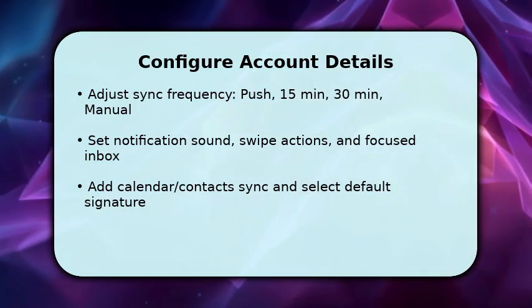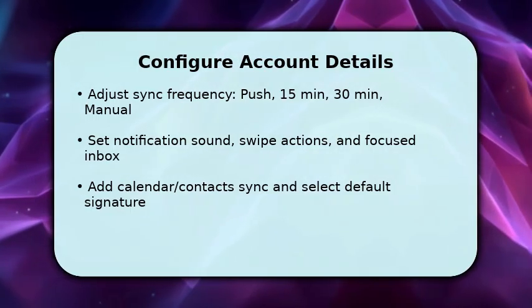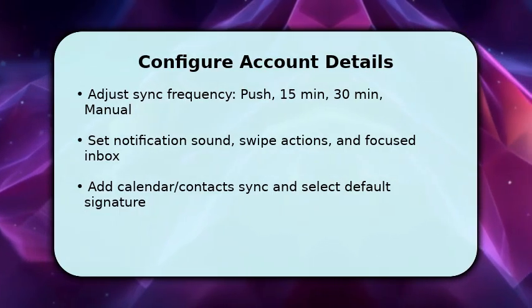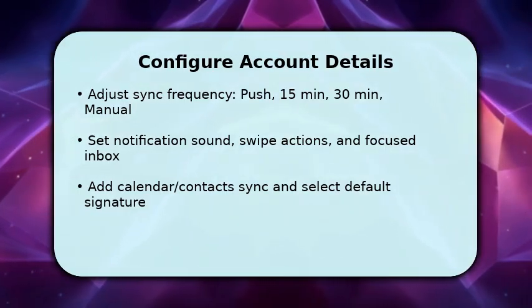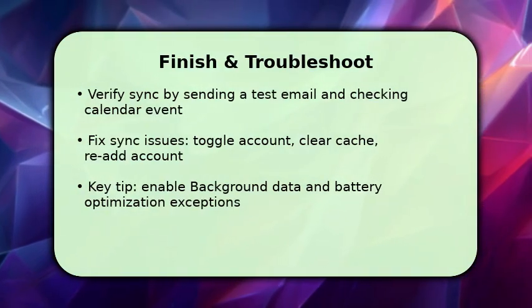Make sure calendar and contacts syncing are toggled on if you need them on device. Finally, create a short signature and verify reply from addresses. These steps save you time daily and ensure consistent behavior across apps and sync. Finish by sending a test email and creating a quick calendar event to confirm bidirectional sync.